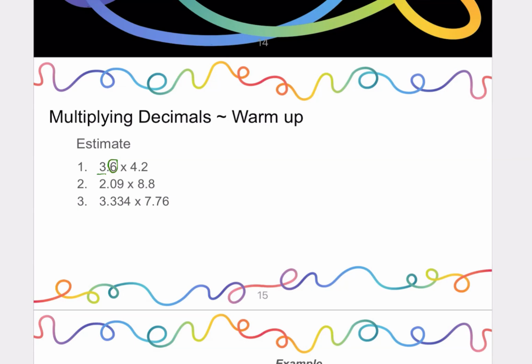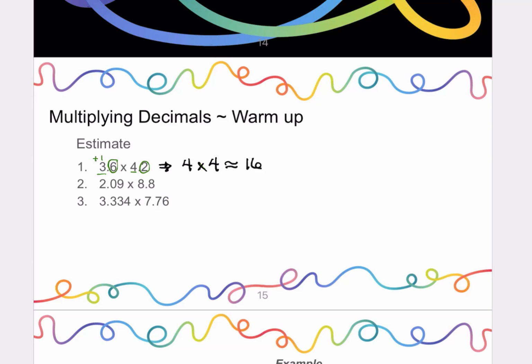Because that digit is 5 or greater, we add 1 to that ones place, and that digit now converts to 4. We can do the same thing for 4.2. We're looking at that ones place and the digit right next to it. Because that number is less than 5, we leave that ones place as it is. So here, we're just multiplying 4 times 4. That answer will give us approximately 16.